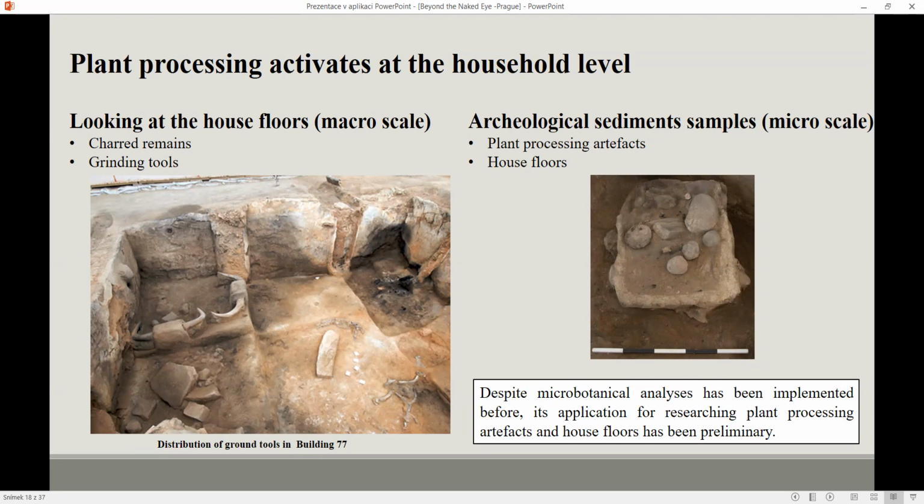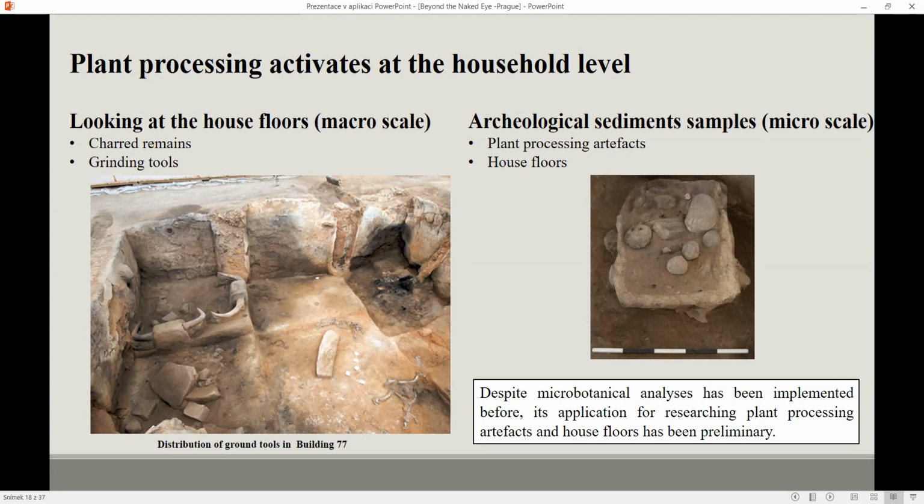From the microscopic scale, we have to be aware that the artifacts involved in plant processing activities, and even the activity areas around where the activity is taking place, can actually contain microbotanical remains like phytoliths and starch grains, despite there being any other visible signal for these plant resources in the archaeological record.